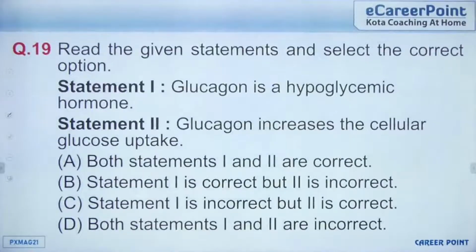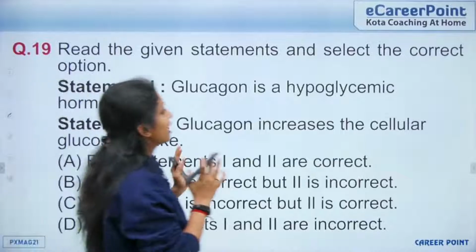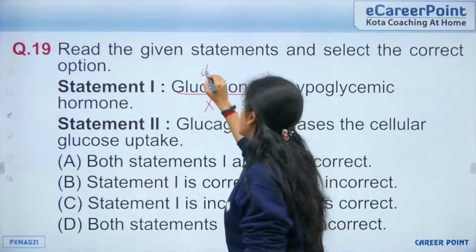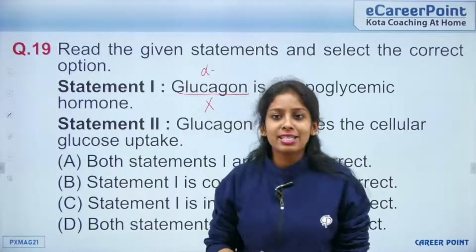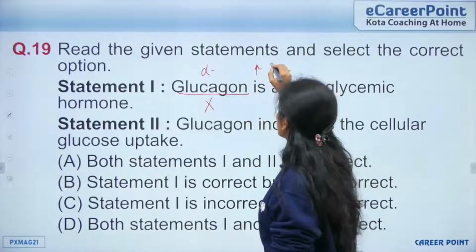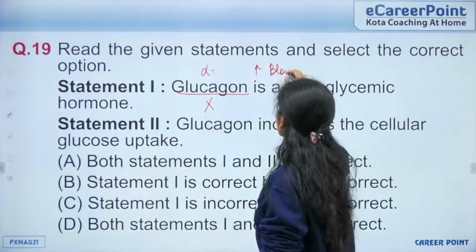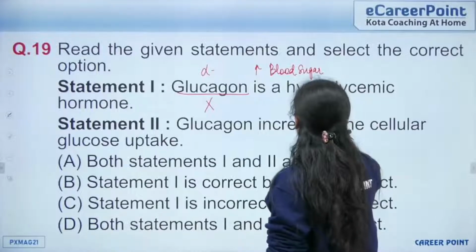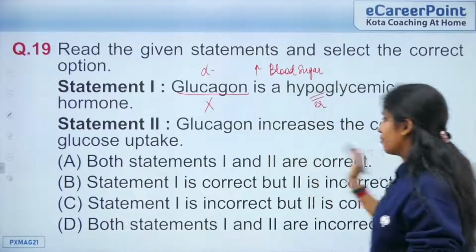So question 19, you have to read the statements and tell which is correct. Glucagon is a hypoglycemic hormone. This is wrong. Glucagon is secreted by the alpha cells of the islets of Langerhans of the pancreas. So this increases the blood sugar level. So it is a hyperglycemic hormone. So A itself is wrong.